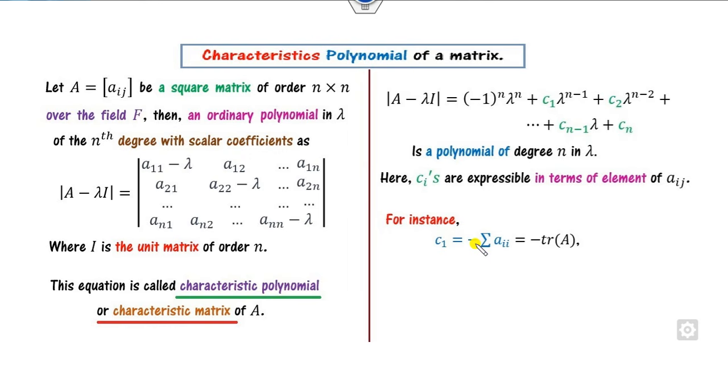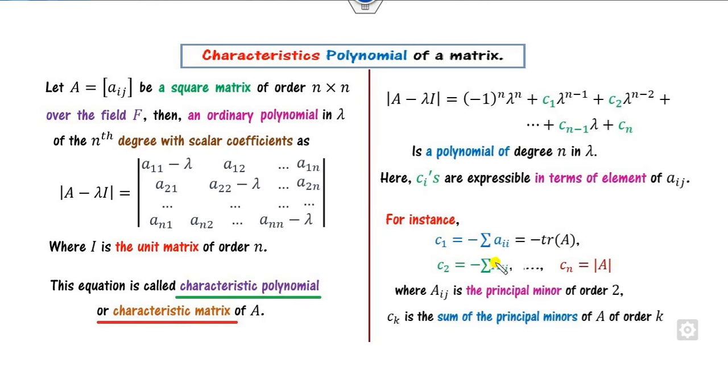So we can say C1 is the sum of the diagonal entries, and if you add the diagonal entries of the matrix, what is that? This is nothing but the trace of the matrix A. So C1 is the trace of the matrix. Similarly, C2 is the sum of all the principal minors of order 2. Similarly, Ck, like C3, what is the meaning of C3? The sum of all the principal minors of order k. And what is Cn? That is nothing but the determinant of the matrix A.